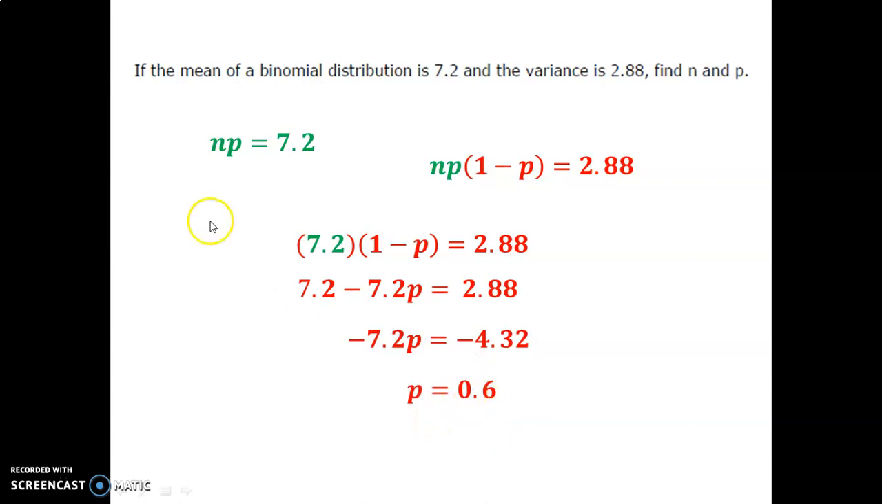Now that we know p, we can put it in here to solve for n. n would be equal to 7.2 divided by p, right? So n equals 7.2 divided by the p value, and we get that value for n.